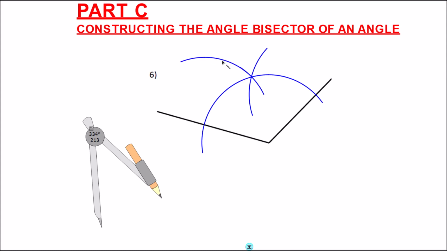The main thing is, this curve and that curve have crossed here, and so from where the angle begins, just do a straight line outwards, and that's the angle bisected.